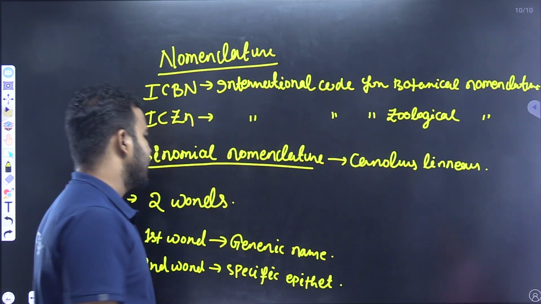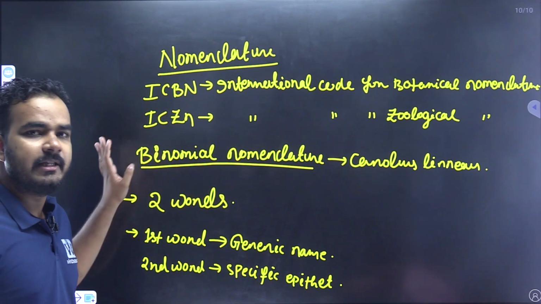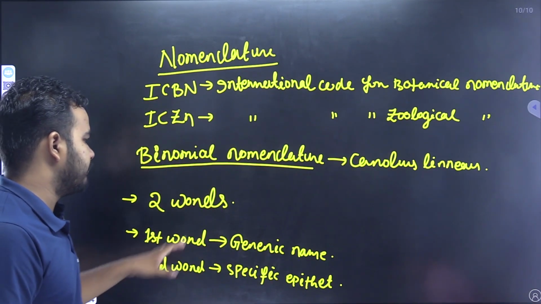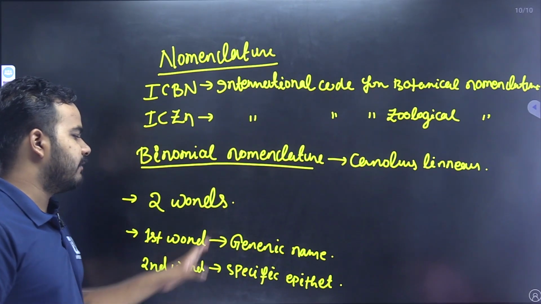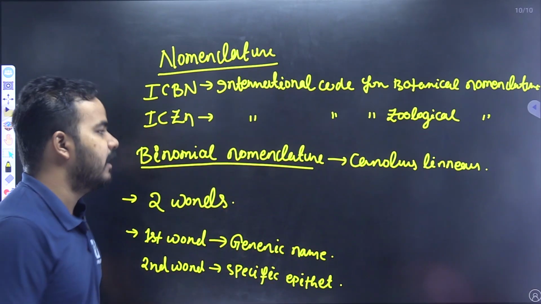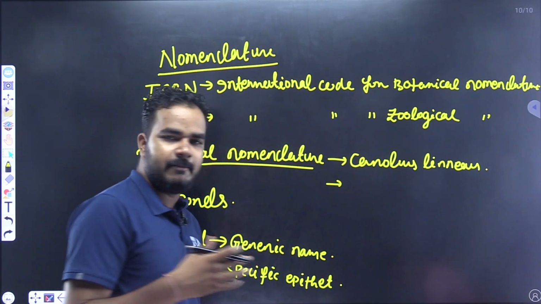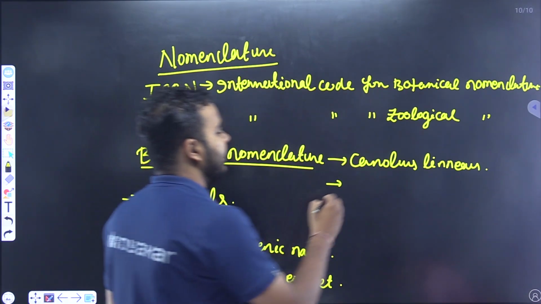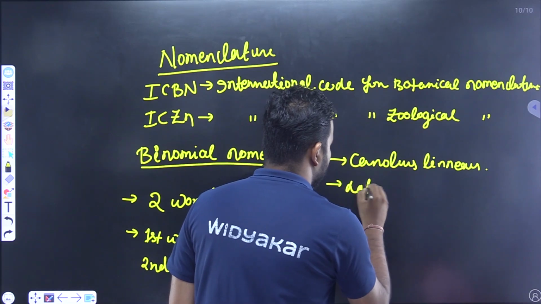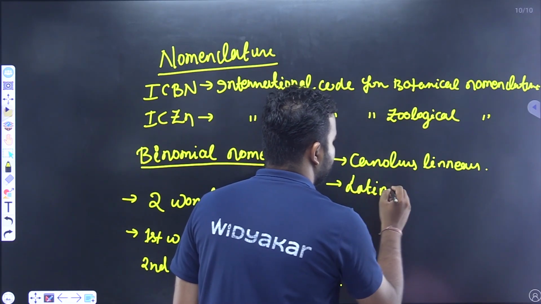The first rule is that a scientific name has two words. The first word is called the generic name, the second word is called the specific epithet, and the language used for naming an organism should be Latin.